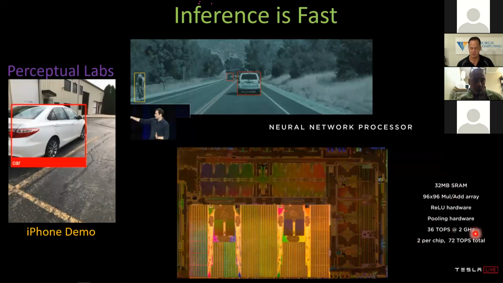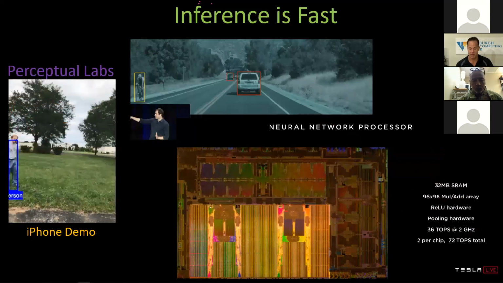This thing is capable of doing about 72 trillion of these operations per second. And that's how it's so good at being able to recognize the many, many things that it must recognize in real time as it's driving a car around. Okay.